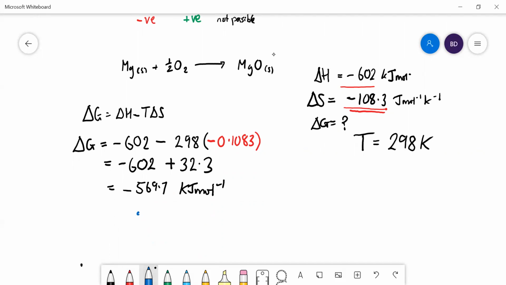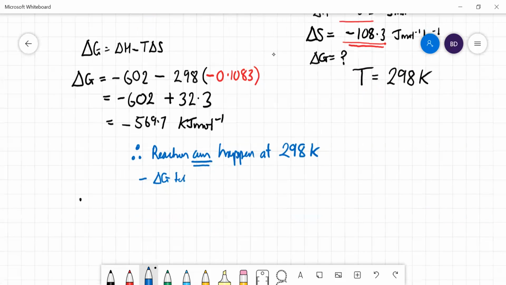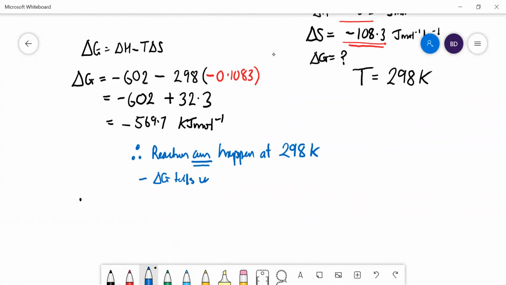And so therefore we can say the reaction can happen at 298 Kelvin, as we knew in the first place, because we know you can burn magnesium ribbon. But let's say, look, it can happen. Does it mean it will happen? No, it doesn't. It tells us nothing about the rate of reaction. If you get a piece of magnesium and you don't light it, it won't burn, will it? It'll just stay as magnesium. So delta G tells us nothing about the rate of reaction.